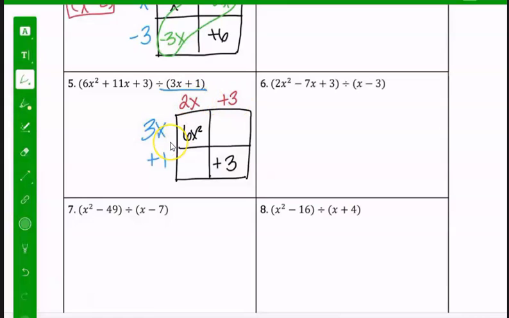So let's see, 2x times 1 is 2x. 3 times 3x is 9x. If I combine like terms, that gives me 11x, which, notice, is exactly what I have here. And once again, my 6x squared is there, my positive 3 is here, my end result matches their end result, therefore I know my answer is correct.